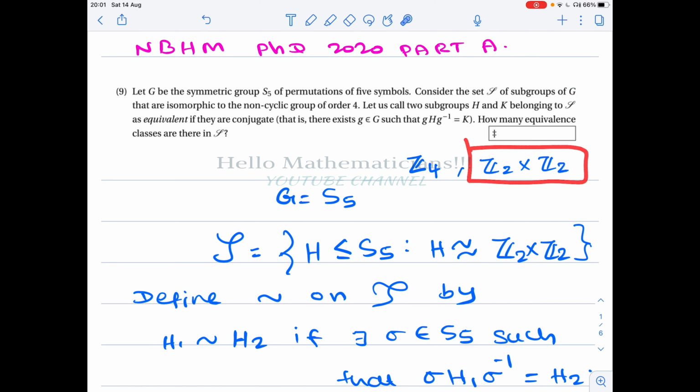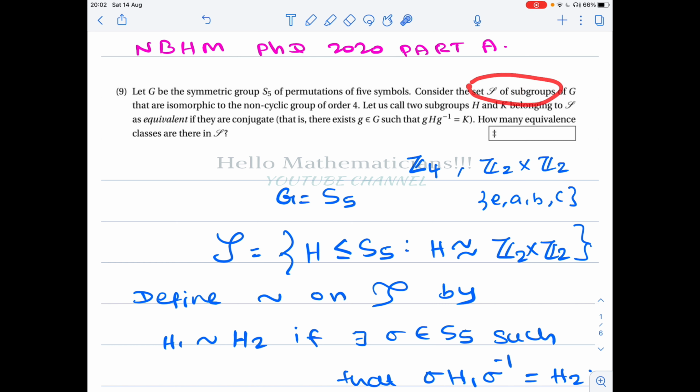Another name for this group is the Klein 4 group. Maybe we write it as e, a, b, c, where a squared equals b squared equals c squared equals identity, and ab equals c. So that is another name for this group, the Klein 4 group. This is our set S.